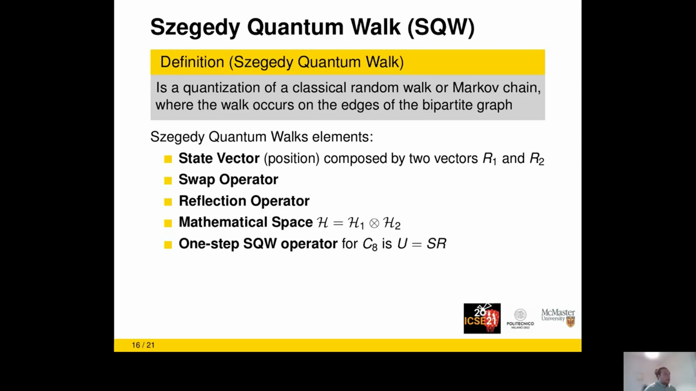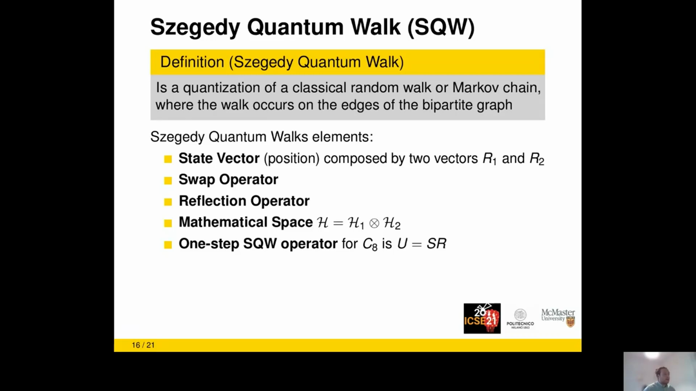Then we can talk about our second model, that is the Szegedy Quantum Walk. Szegedy Quantum Walk is a quantization of a classical random walk or Markov chain, but now the walk occurs on the edge of the bipartite graph. The bipartite graph is a graph obtained from the initial cyclic graph by duplicating the set of nodes and connecting each node with its neighbor on the duplicated set. We will see an example in the next slide.